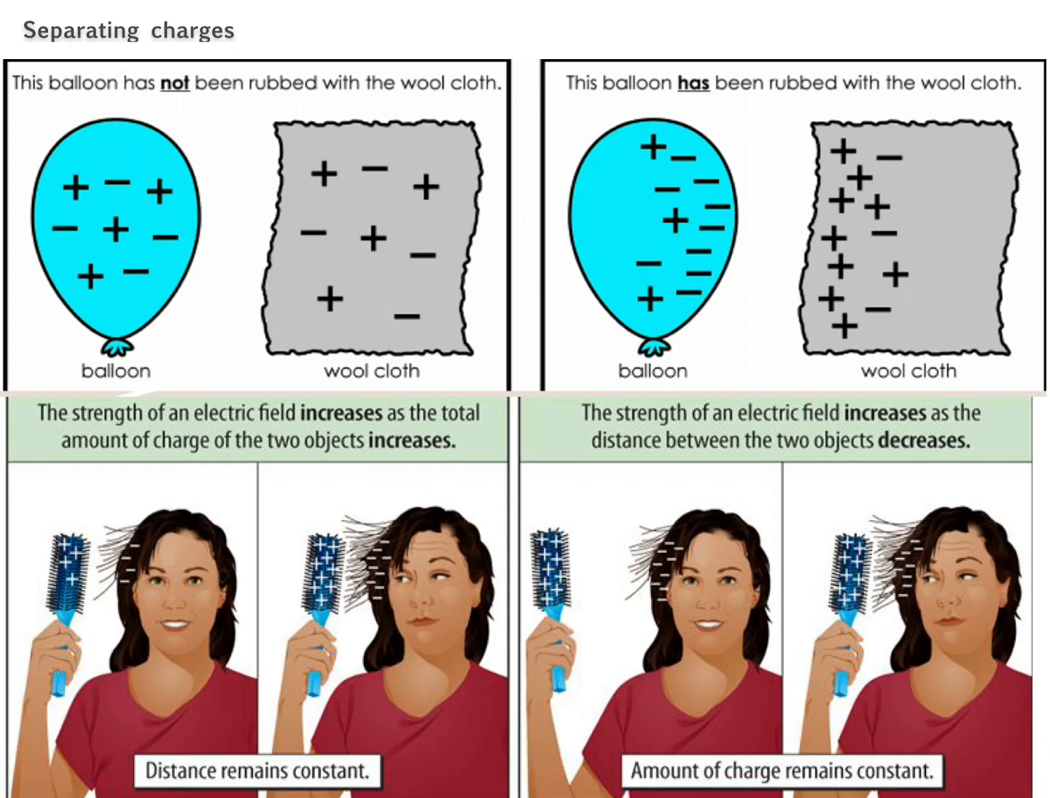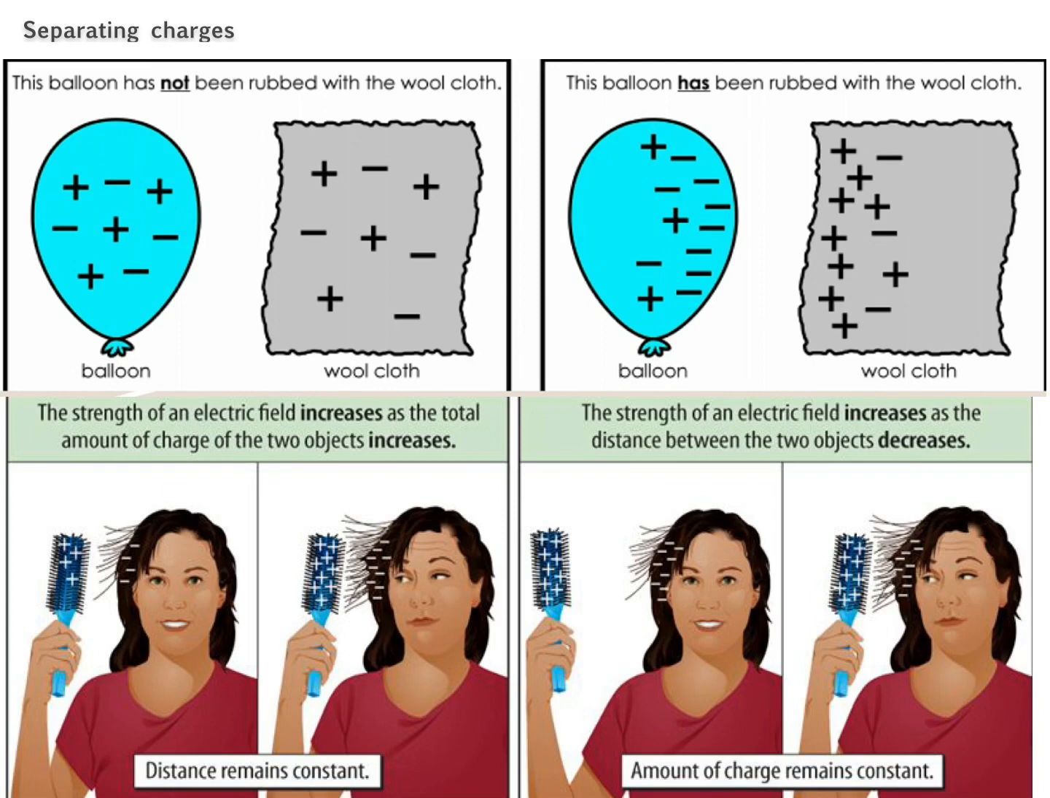Now, how can we separate the charge from the wool and the balloon? Well, rubbing wool on a balloon separates charge. Negative charge moves from the wool to the balloon. The balloon now has more negative charge than positive charge. The balloon is negatively charged.